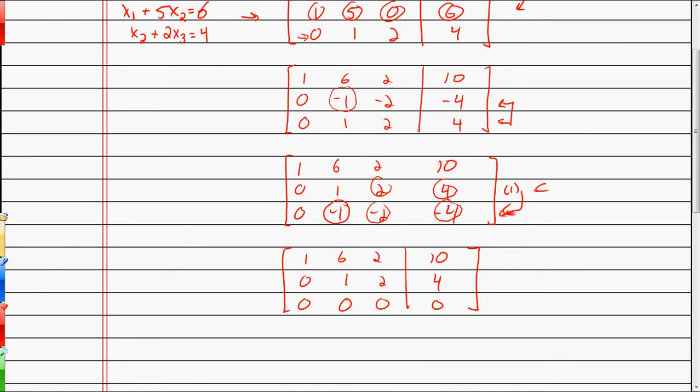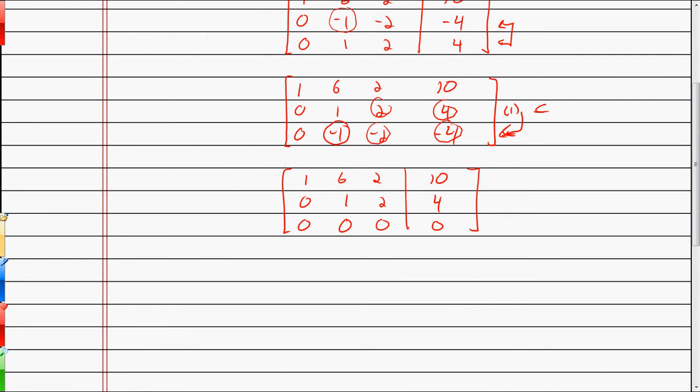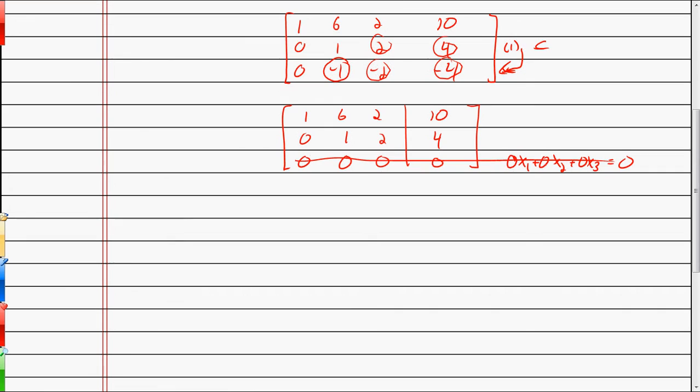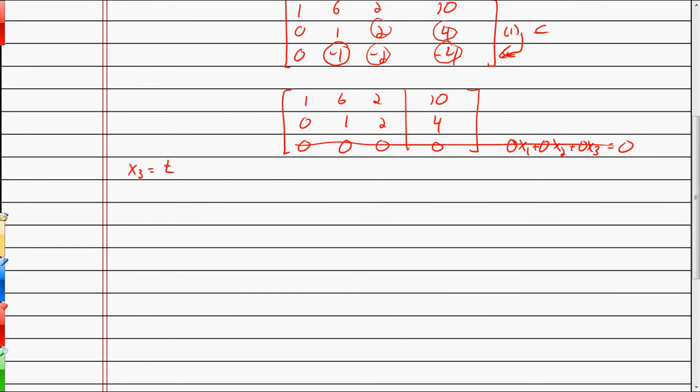And if you notice, this last equation basically says 0 times x1 plus 0 times x2 plus 0 times x3 equals 0. That is a useless equation, right? It adds nothing to our solution. So I'm going to get rid of that. All it does is let us know we have infinitely many solutions. So I'm going to let x3 be a free variable. All right? I'm just starting off that way.